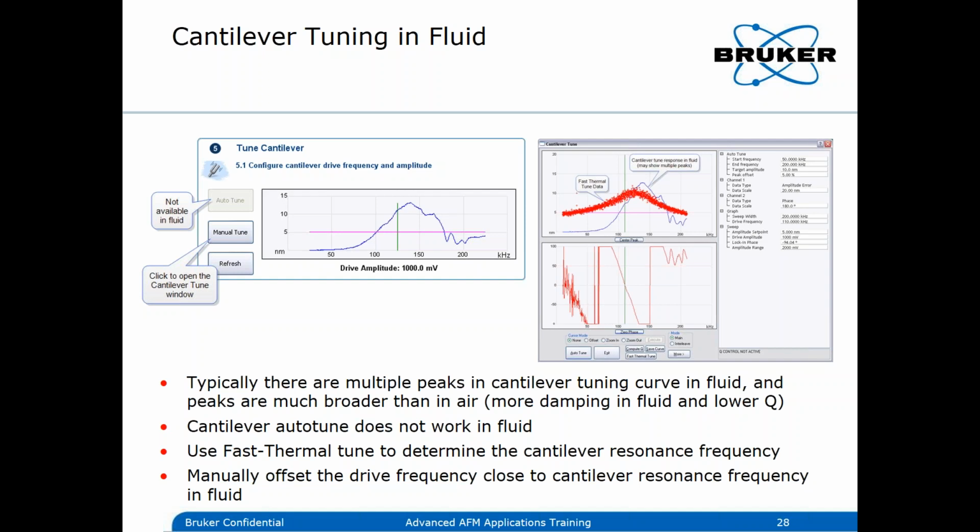What you can do is use fast thermal tune instead, to determine the cantilever resonance frequency. And then you would manually offset the drive frequency close to the cantilever resonance frequency in fluids. As you can see in the right-hand side image, you would see a huge blue peak from the tuning curve and the red dots from the thermal tune, and you would offset the drive frequency slightly off from center.